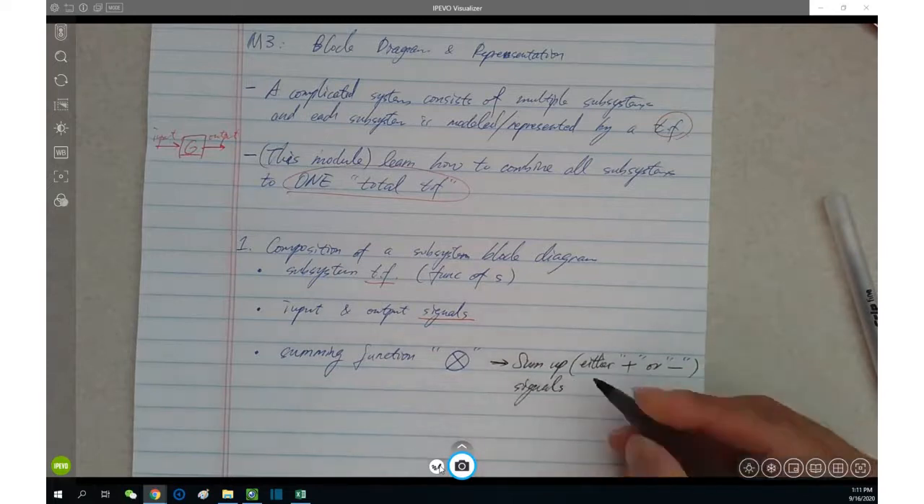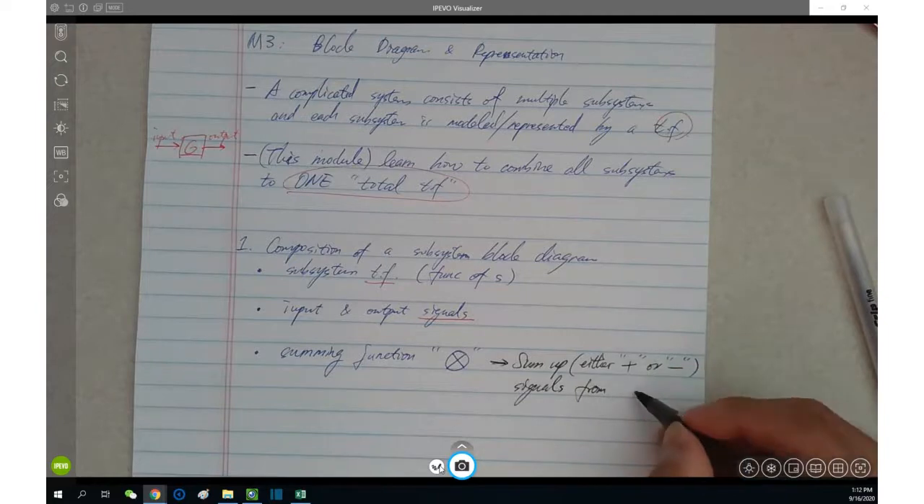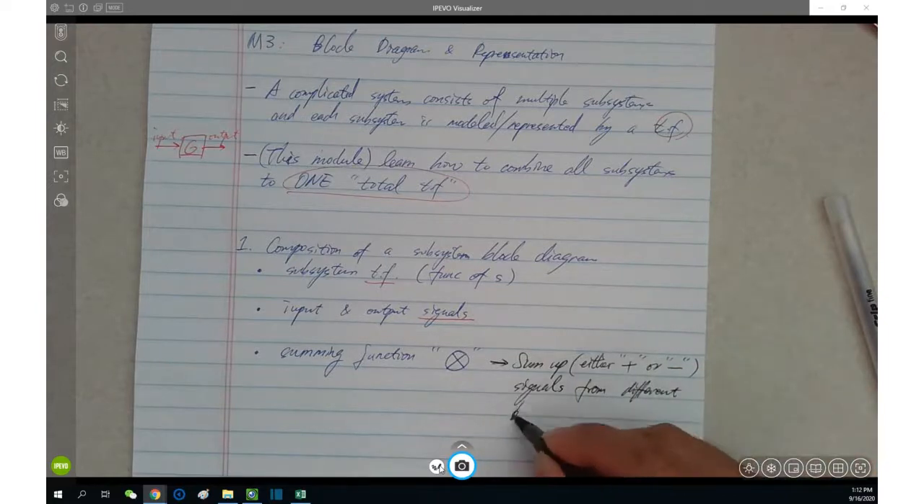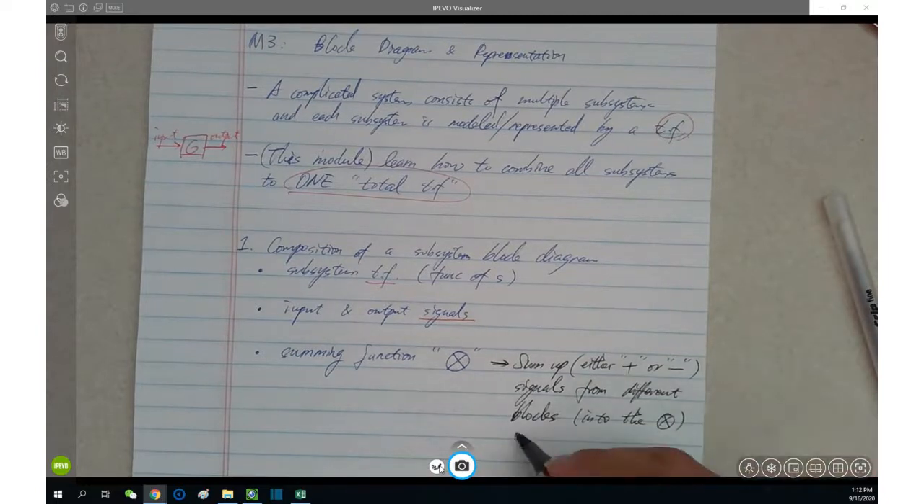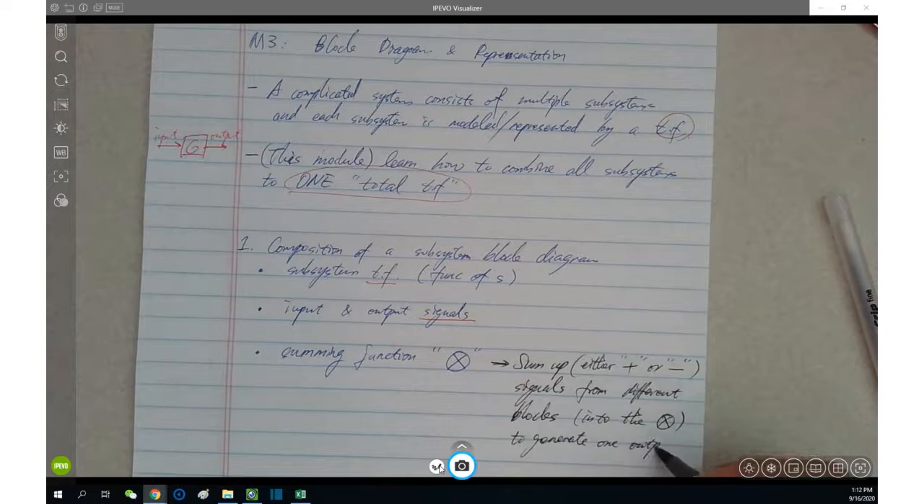signals from different blocks into the summing junction to generate one output to the next block.